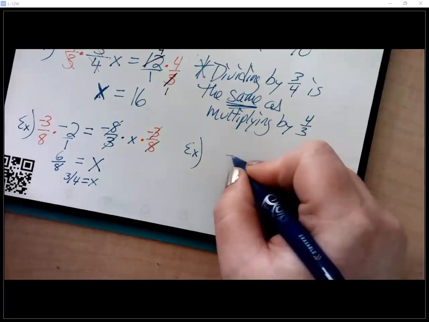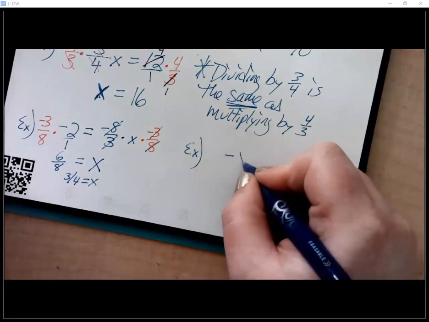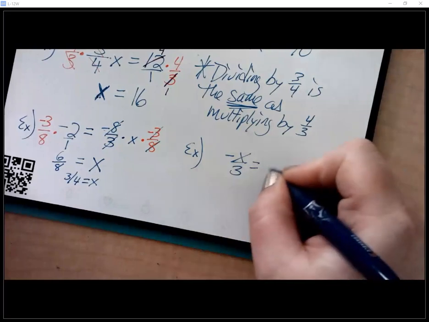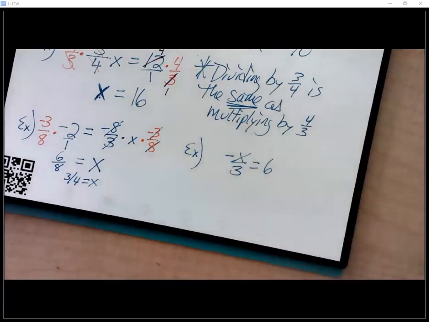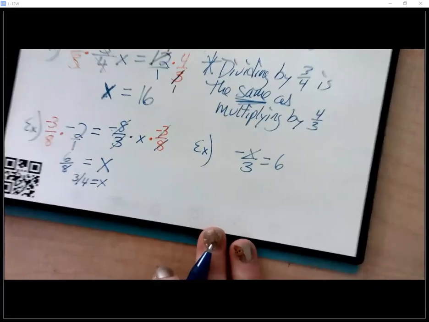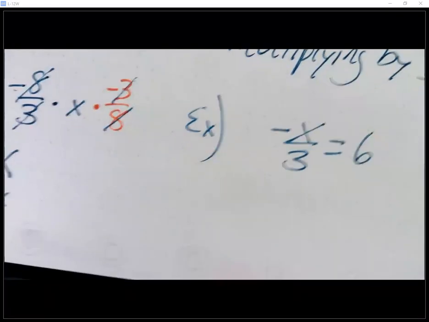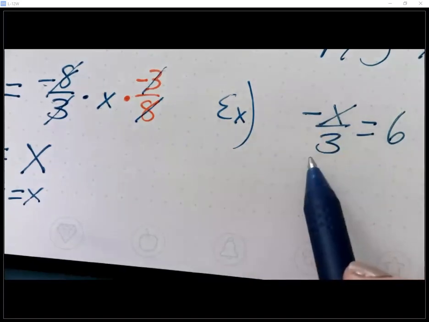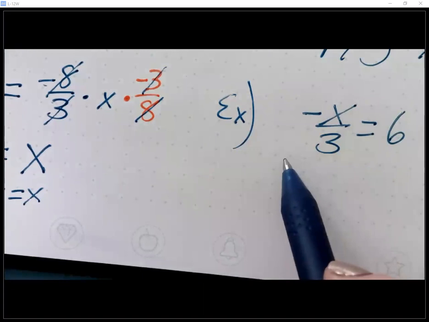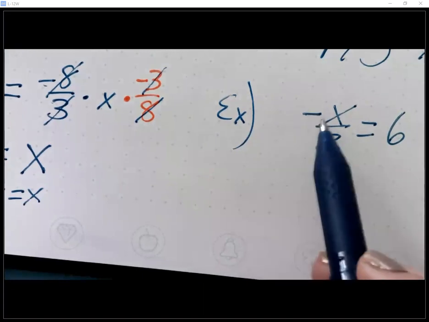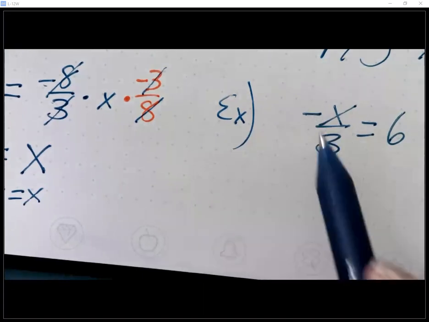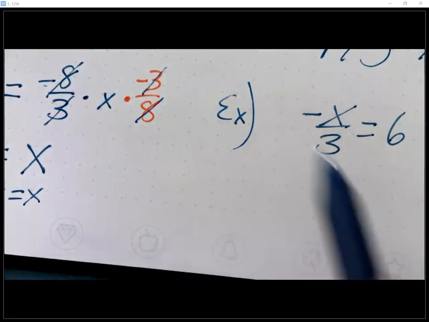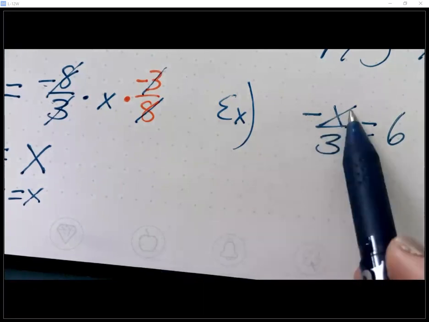If you saw something like this, -x/3 equals 6, whatever. So when you have a negative in a fraction, did you know that you can move that negative sign? Normally we put it up in the numerator, but you can move it down to the denominator if you wanted, as long as it stays somewhere. So it doesn't matter if you attach it to the top number or the bottom number.